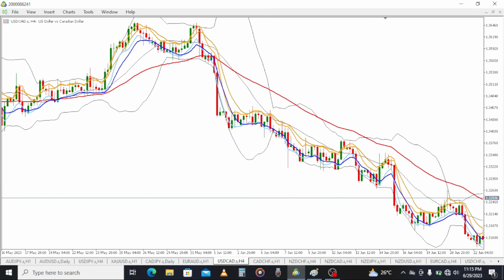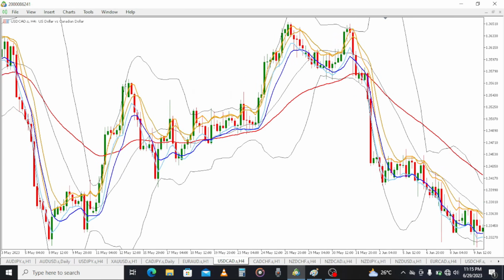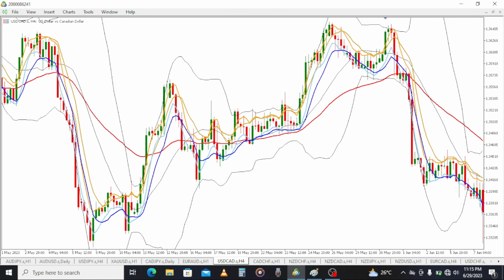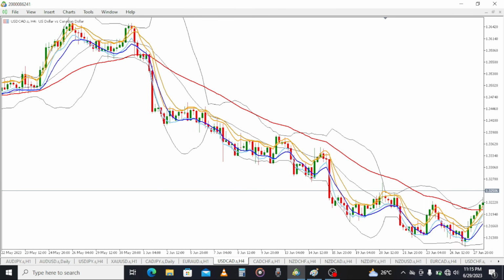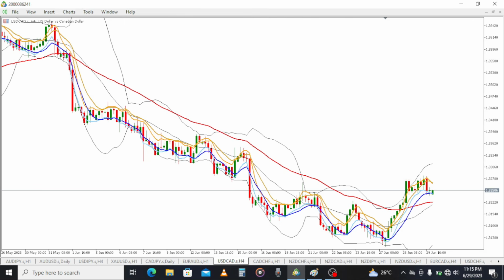So that's how we set our indicators, and it's time for us to know how to trade with it. We will study different conditions and know when to place a trade and take profits from the market.